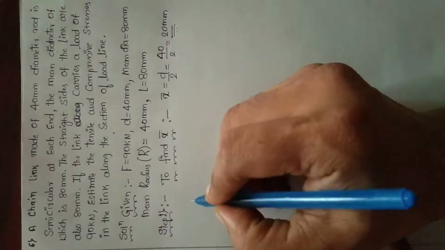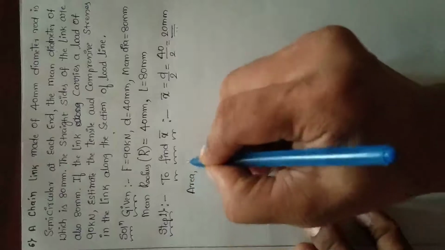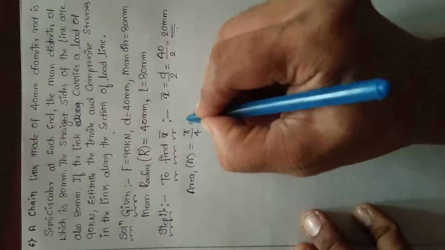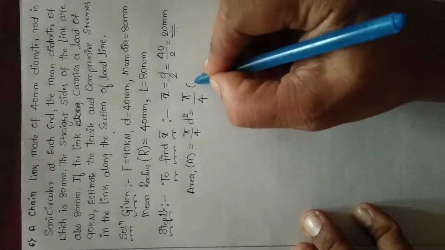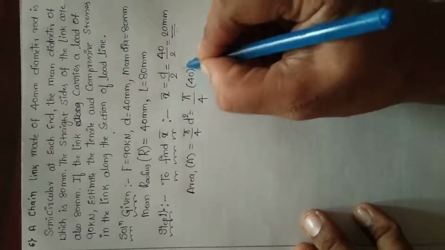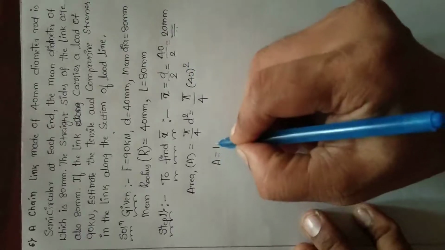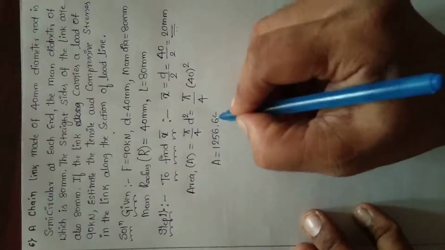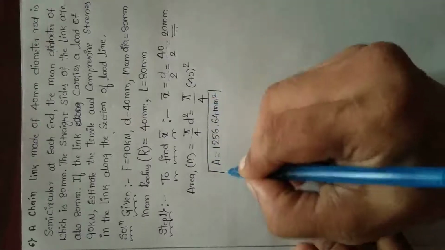I can find the area also. Area of a circle is pi by 4 d square. So pi by 4, and d is 40, whole square. I will get the area A equal to 1256.64 mm square.